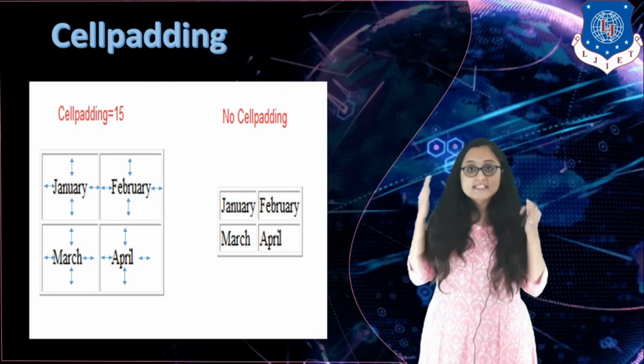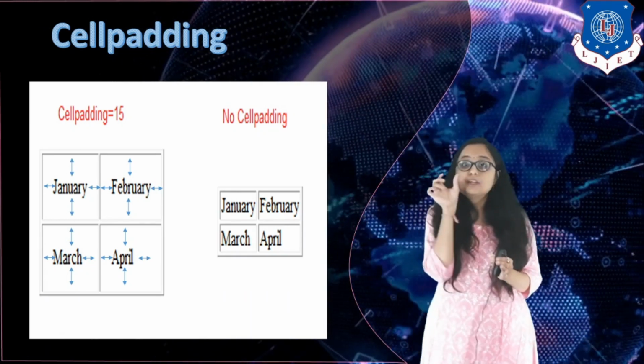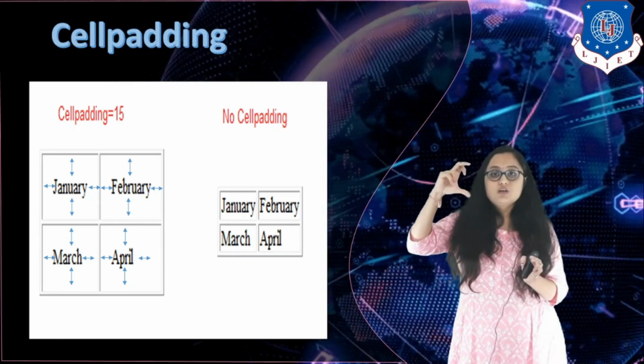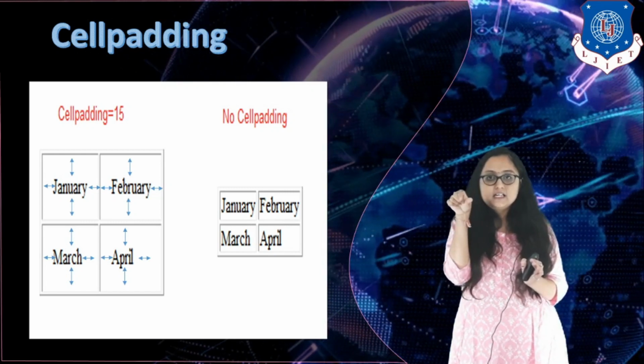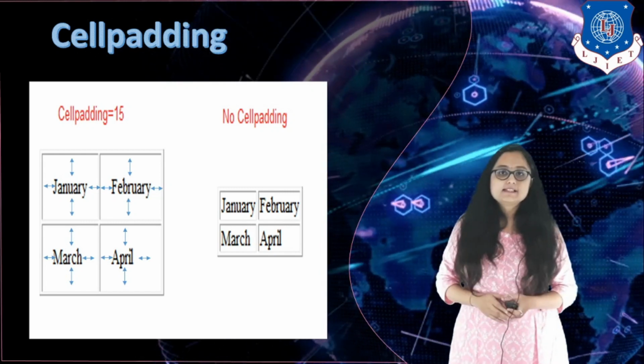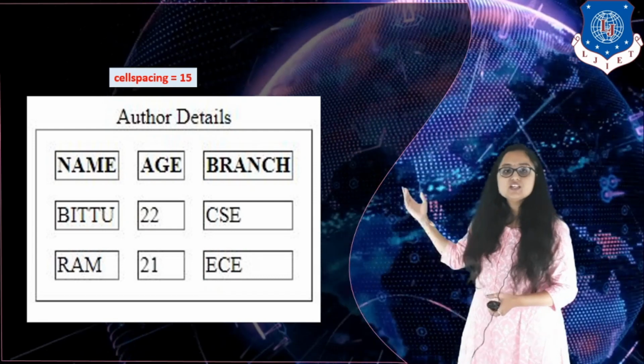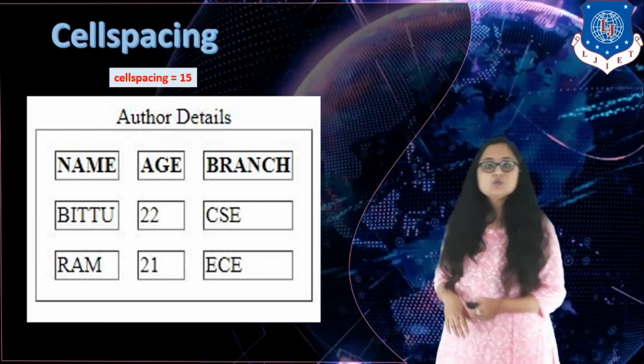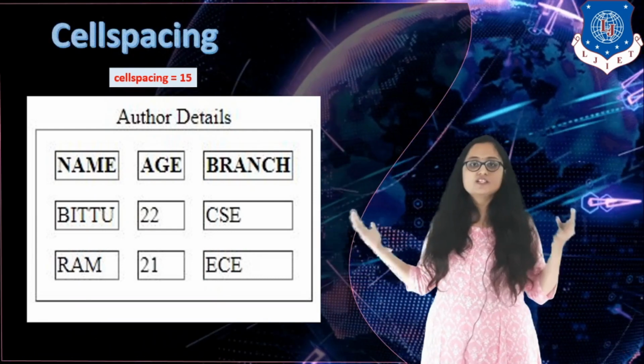So that means cell padding is the space between the content and its border. The space between the cell border and cell content is known as cell padding. The next is cell spacing. So what is cell spacing? Here you can see the visible difference.